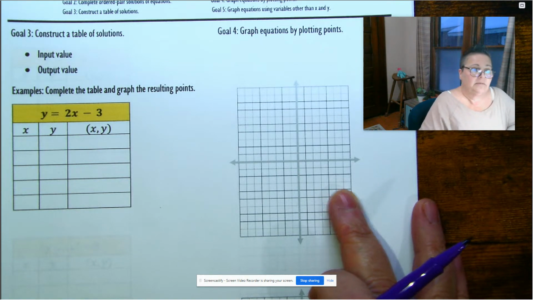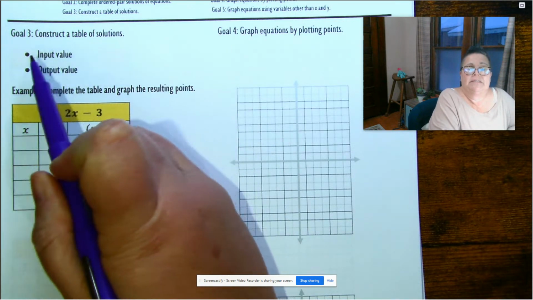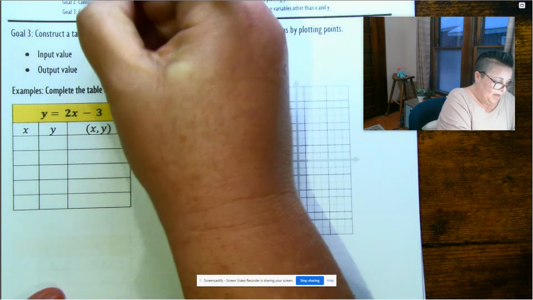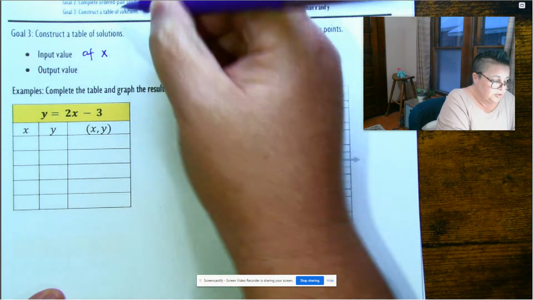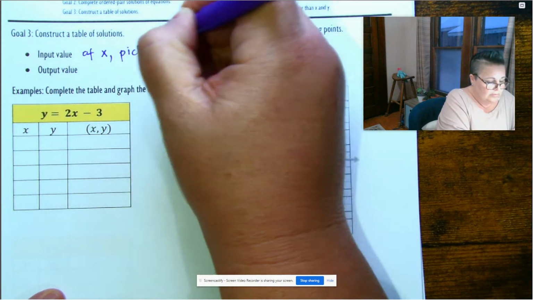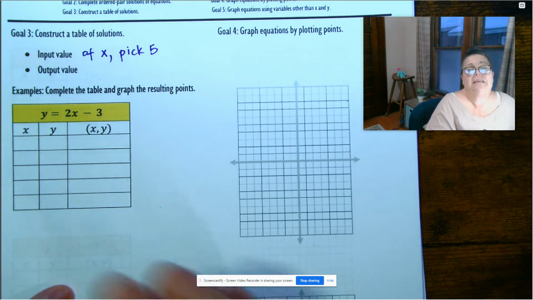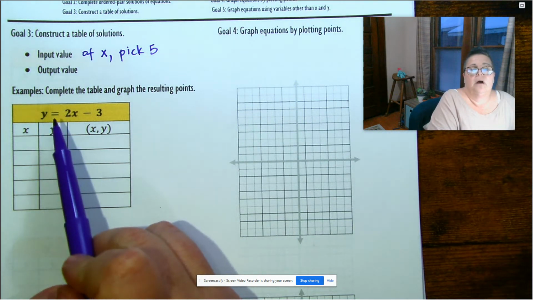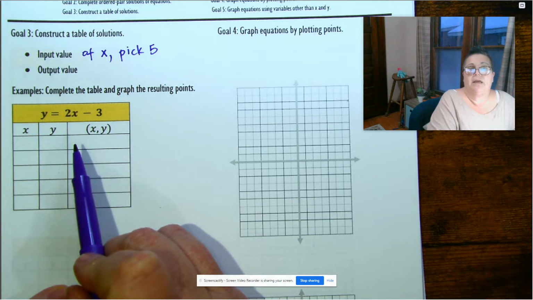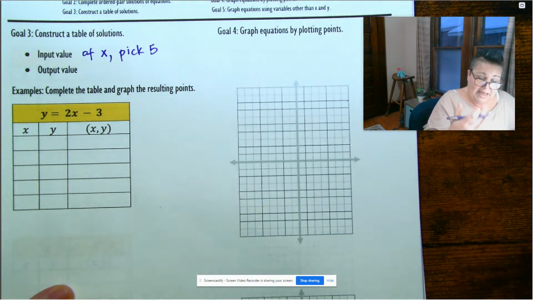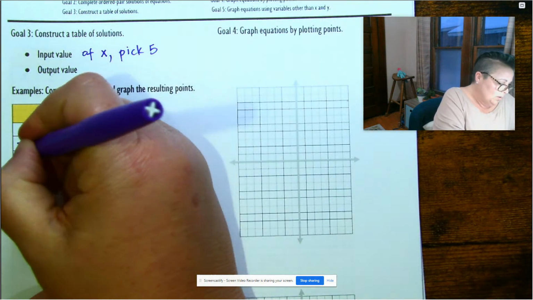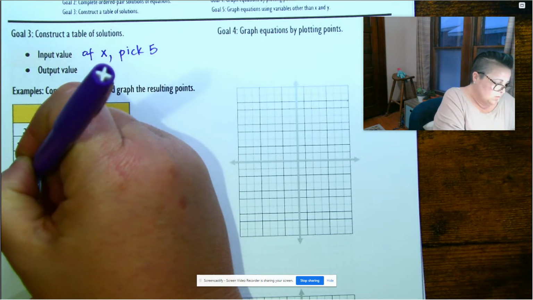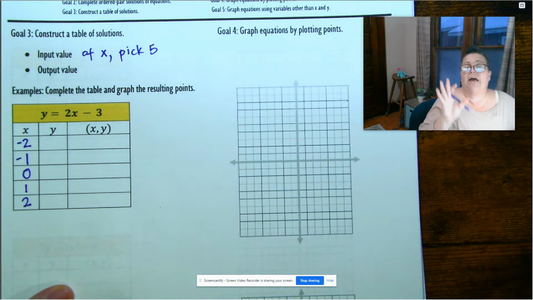Here's the idea. We're going to input several values, up to 5. We're going to input that value of x. So we're going to pick 5 x values, and then we're going to put them into our equation to determine what y would be. Now, best case here is we start with a negative number such as negative 2. We work on negative 1, then 0, 1, and 2. These are the 5 most commonly used in the table.